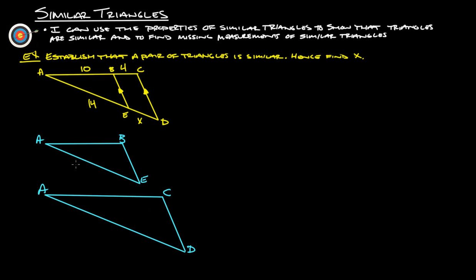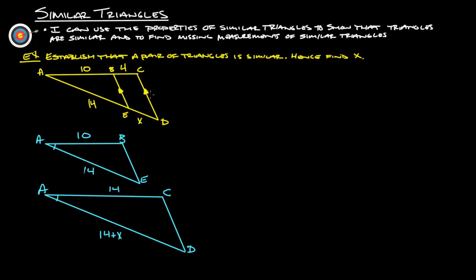So we know that on this small one, we got AB is 10, AE is 14. We do not know what BE is. On this big one, we know that AC is 10 plus 4, so that's going to be 14. And on the bigger one, we've got that A to D is 14 plus X. Okay? Okay, so we know that angle A has to be the same as this angle A.